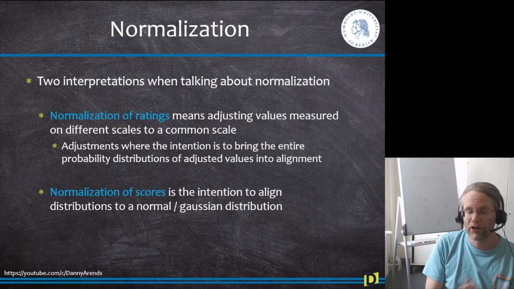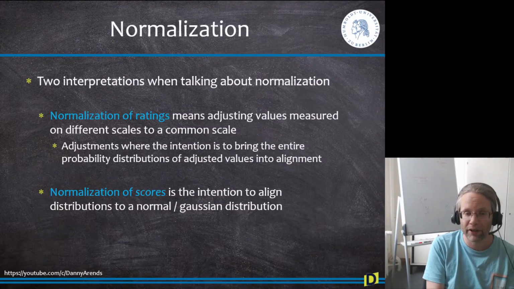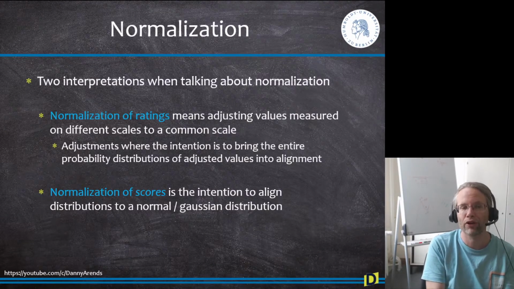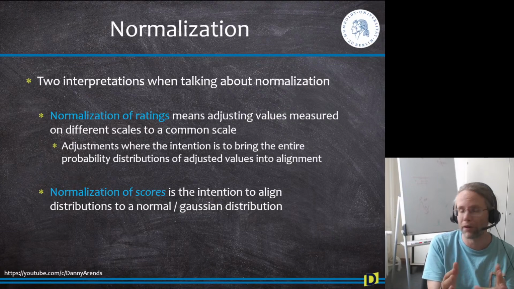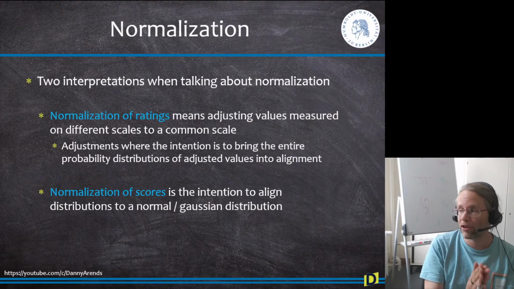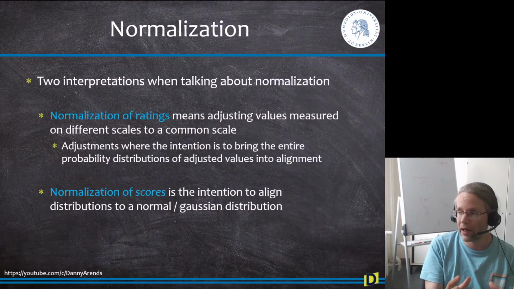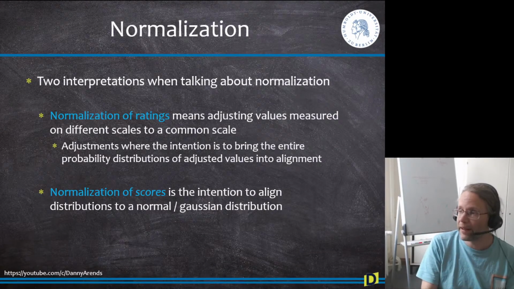So when we talk about normalization, I always have to mention that there are two types of normalization. There is normalization of ratings versus normalization of scores. Normalization of ratings means that you adjust values measured on a different scale to a common scale. Right? So it's an adjustment where the intention is to bring the entire distribution of measured values into alignment with a distribution of other measured values. And I'm talking here about probability distribution, but it's just about the distribution of the values themselves. And then you have normalization of scores. Normalization of scores is when you take your data and you kind of squeeze it into a normal distribution. And of course, this has a completely different goal, right?